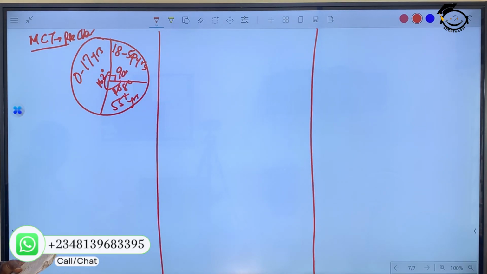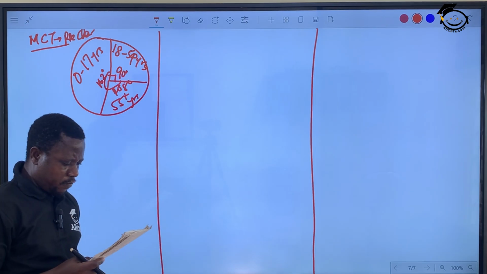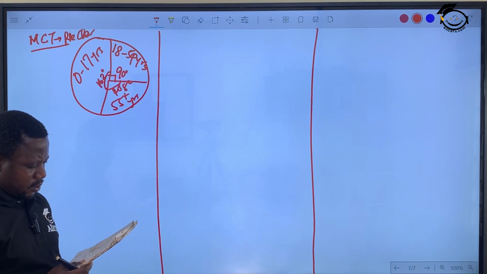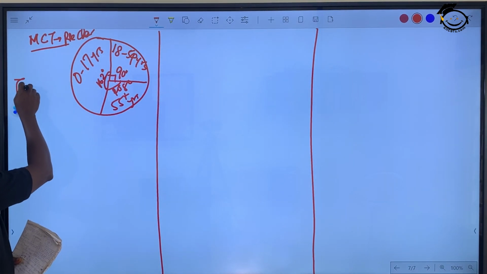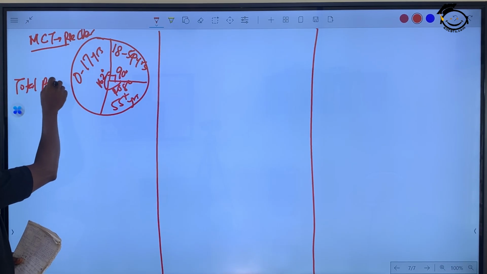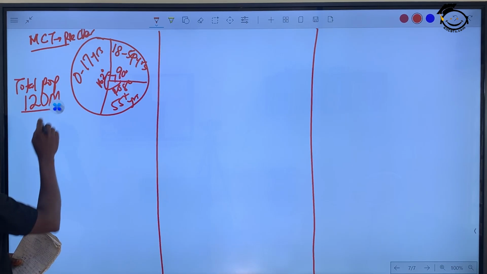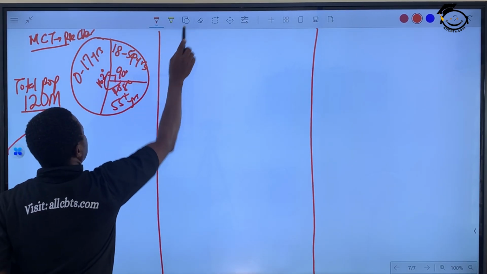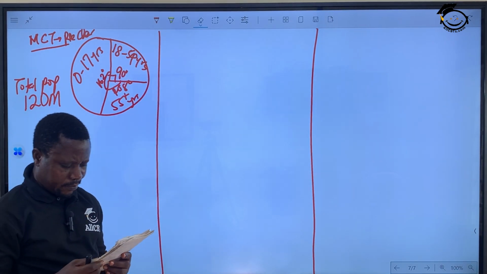Okay? Now, this is the question WAEC set on this. Above is a pie chart showing the age distribution of population. The total population is 120 million. We need that so much. Total population is 120 million. That's the most important information you need. Without that, you cannot solve this question. Okay? Total population is 120 million.